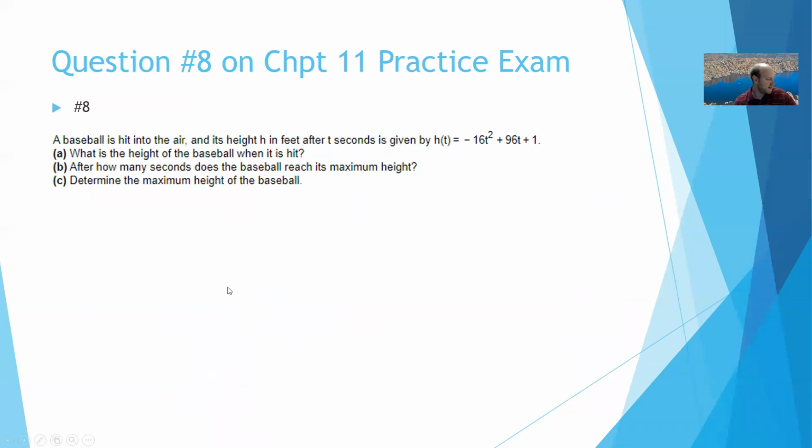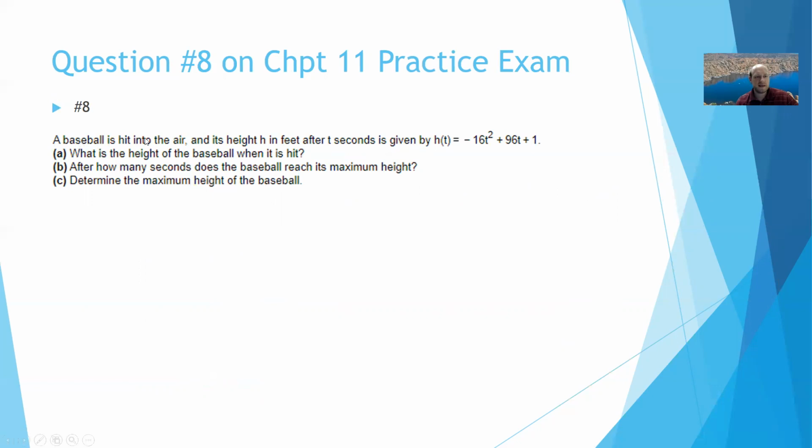I'm trying to go as fast as I can because I know this is a lot of stuff and I don't want to waste your time. You can always pause and go back on certain questions. I also put number 8 in here from the practice exam. This is the one about the baseball. I think you had a homework problem like this too.